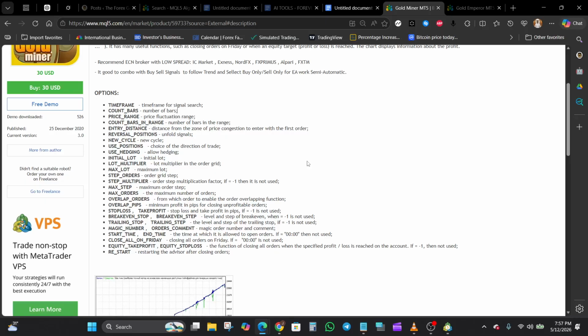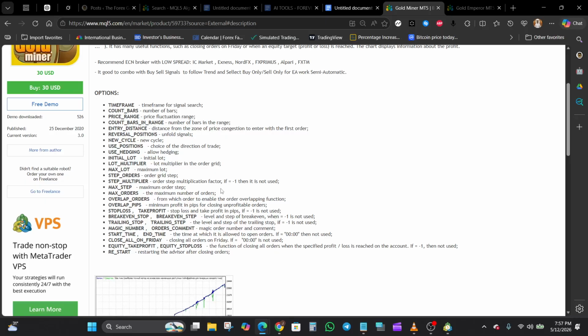One thing I like seeing here is the flexibility around risk control. For example, users can define maximum lot sizes, equity stop loss levels, and even choose to close all positions on Friday. There is also an equity take profit and equity stop loss. This can automatically close all trades once a defined account target is reached.